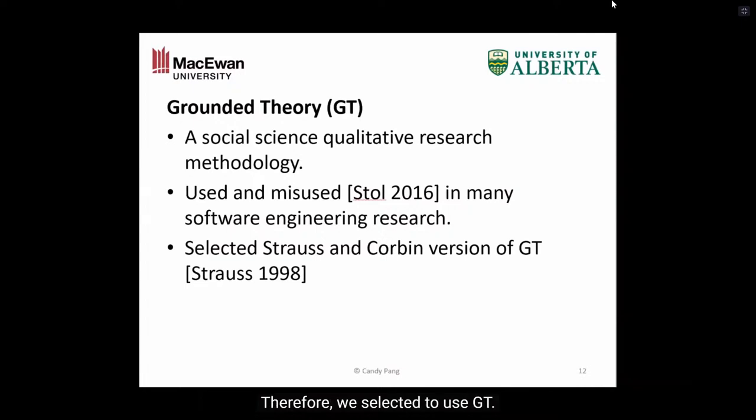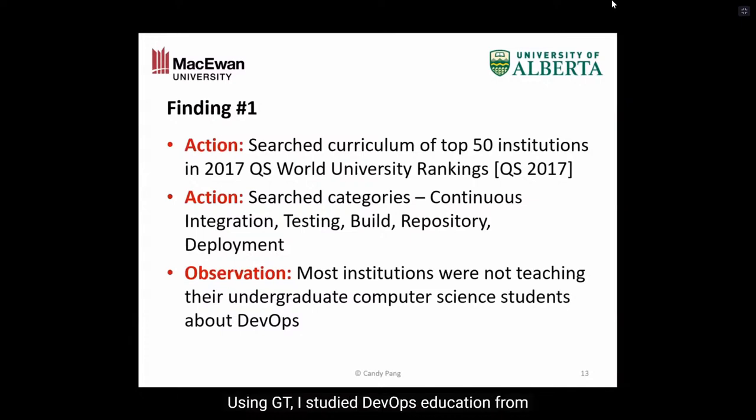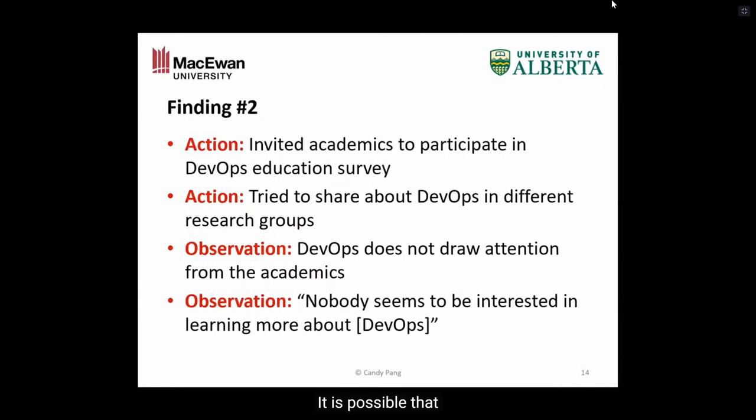Using grounded theory, I studied DevOps education from the academic perspective and the industry perspective, and I have 6 findings. Starting with the academic findings, I reviewed the computer science curriculum of the top 50 institutions in the world and found that DevOps topics were barely included in computer science curriculum, except software testing. It is possible that the academics were actually teaching DevOps, but the DevOps content was not reflected in the curriculum.